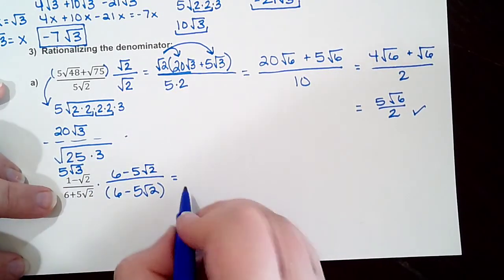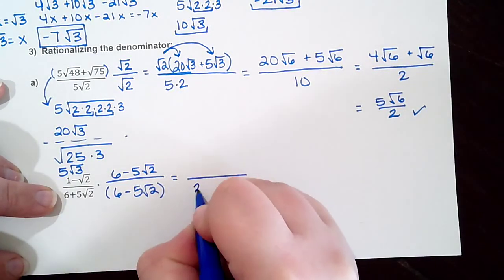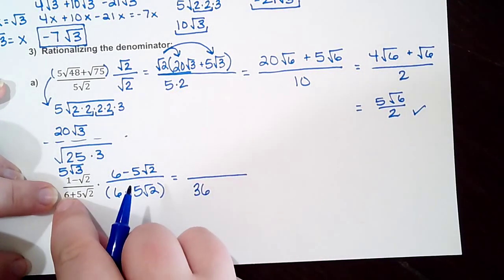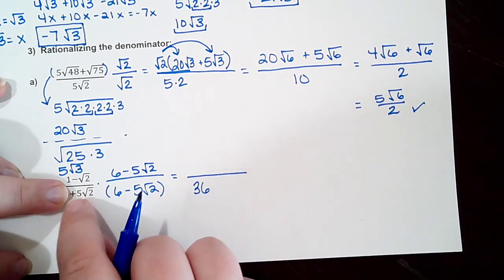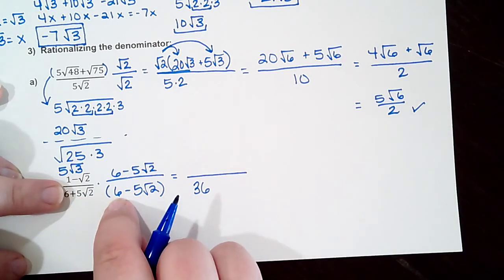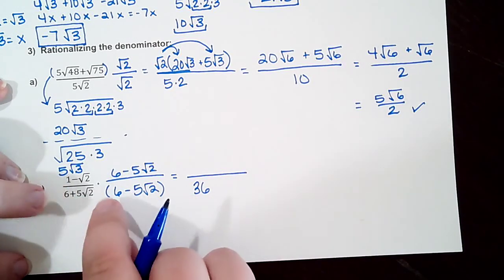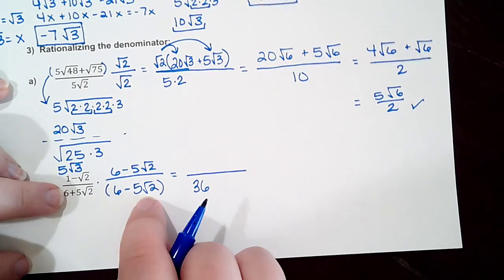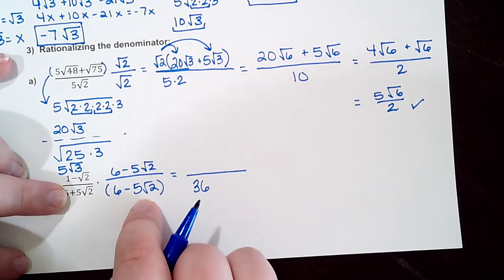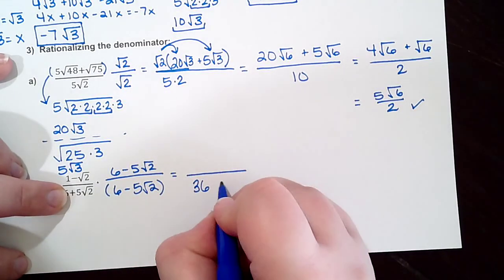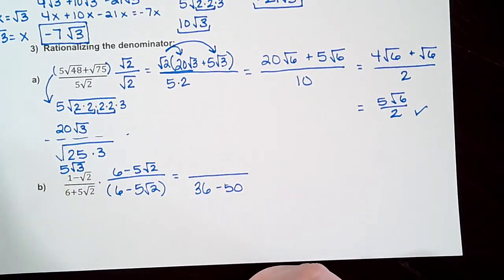In this case, I'm going to do the bottom first because I know it cancels nicely. 6 times 6 is 36. Positive 6 times a negative 5 times the square root of 2, and the positive 5 square root of 2 times the 6 here, those are going to cancel out. So all I really have to deal with is the 6 times 6 and the negative 5 square root 2 times the positive 5 square root 2, which is going to be negative 25 times 2, or negative 50. And we'll simplify that further in a minute.